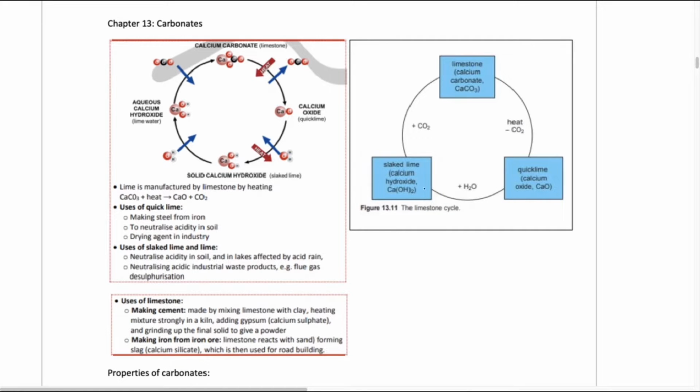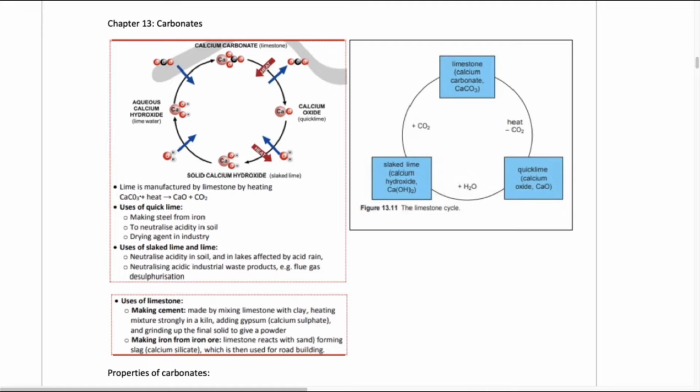Now let's look at the cycle over here. We have limestone, calcium carbonate. You heat it, carbon dioxide is released, then you get quicklime, which is calcium oxide. Then you add a little bit of water to it, it becomes slaked lime. Slaked lime is sticky, it's calcium hydroxide. Then you add more water, it becomes lime water. Once it becomes lime water, you can add carbon dioxide to it. It turns cloudy. That is the reformation of calcium carbonate.